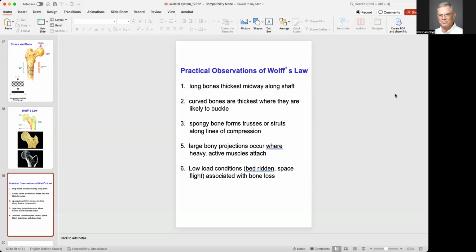And there are instances where we can change the load. Let's say that either you go to the space station, bless you, or you're bedridden for 6 weeks or something like that. In other words, if you're not applying stresses, the bone will remodel.